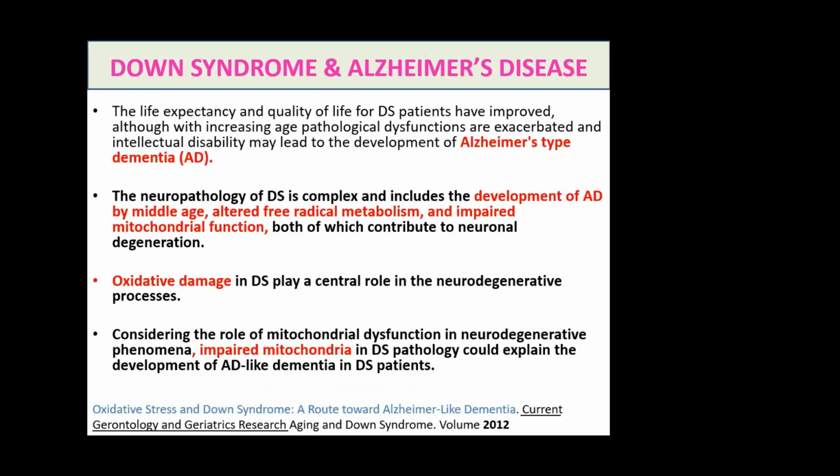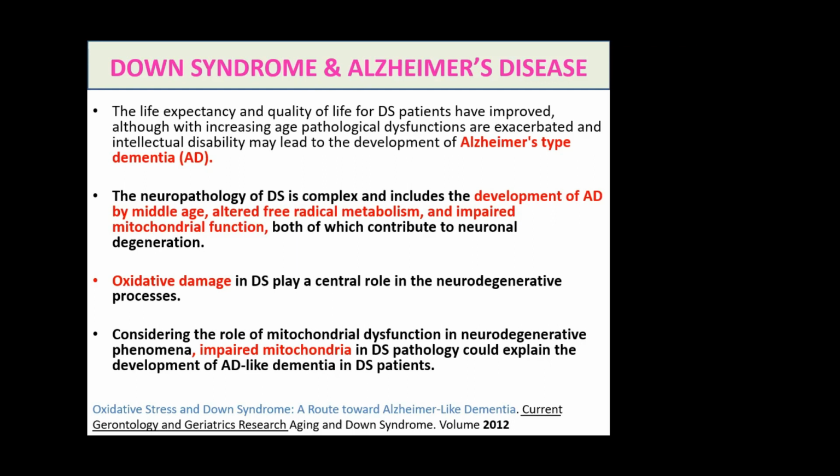The link between Down syndrome and Alzheimer's disease. The life expectancy and quality of life for Down syndrome patients have improved over the years, although with increasing age, pathological dysfunctions are exacerbated, and intellectual disability may lead to the development of Alzheimer's type dementia. The neuropathology of Down syndrome is complex and includes the development of AD by middle age, altered free radical metabolism, and impaired mitochondrial function, both of which contribute to neuronal degeneration.